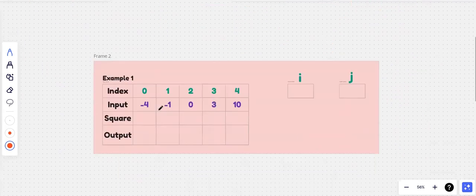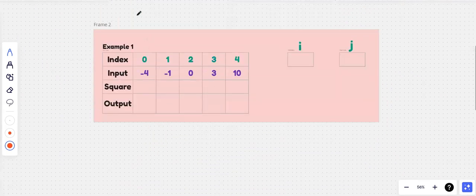Let's take more examples and see. If we take this example, so this is the point from where positive numbers start. So we will store this pointer at j and 1 at i.